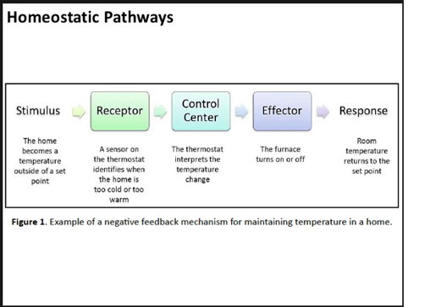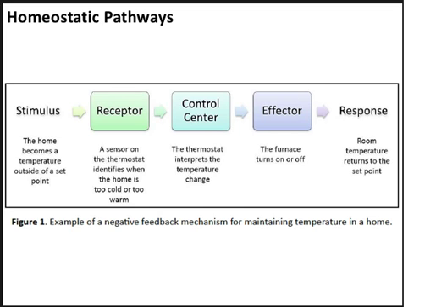The figure shown here describes the stimulus, the role of each of the three key elements, and the response. A home thermostat is used as an example. You can see here, for instance, we have an area in the home that has to be maintained at a relatively constant temperature. The home becomes a temperature outside of the set point. A sensor on the thermostat identifies when the home is too cold or warm.